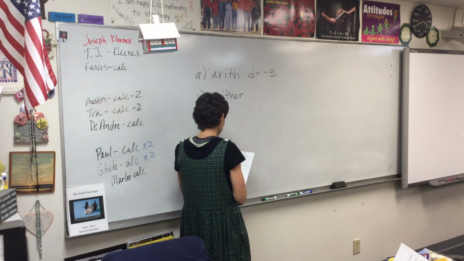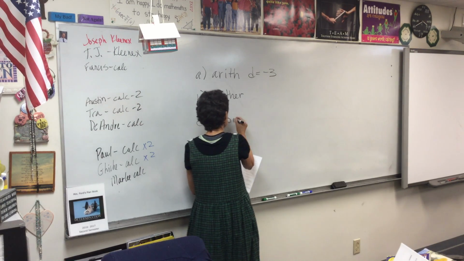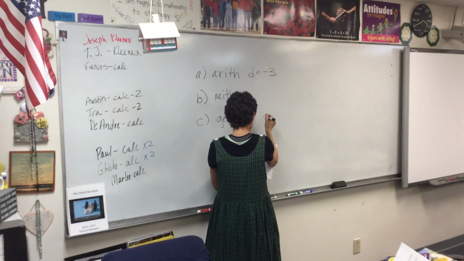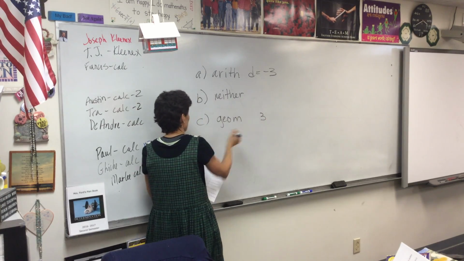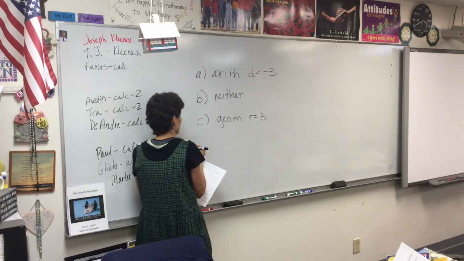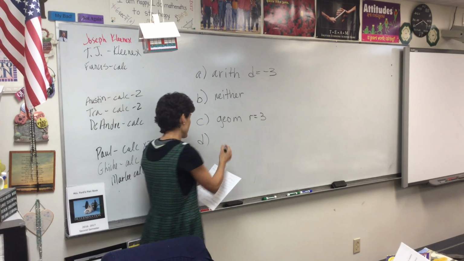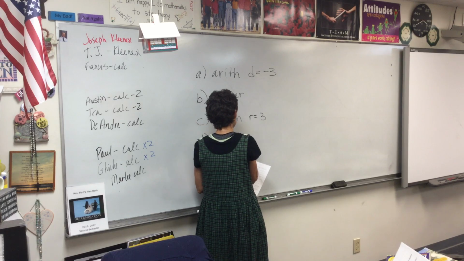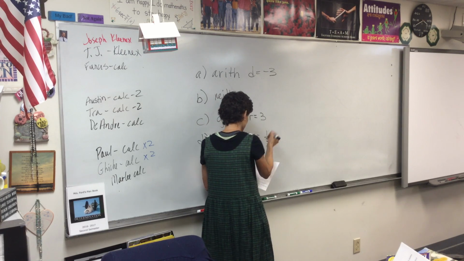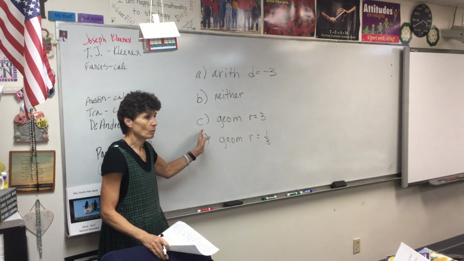What about C? Geometric. And the ratio is? 3. We're timesing by 3. Remember, we're multiplying by 3. And D? It's geometric, and we are multiplying by 1/3. Perfect. Anybody have a question about that?